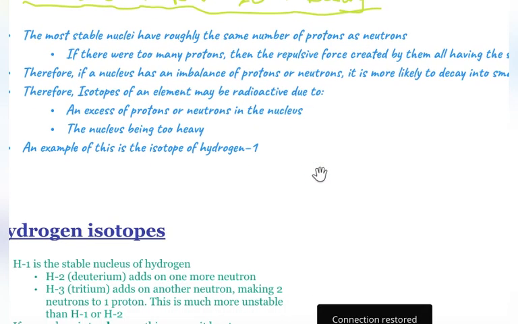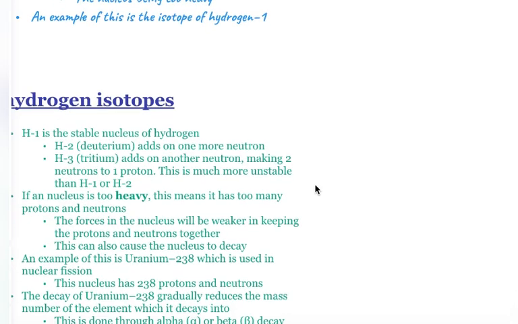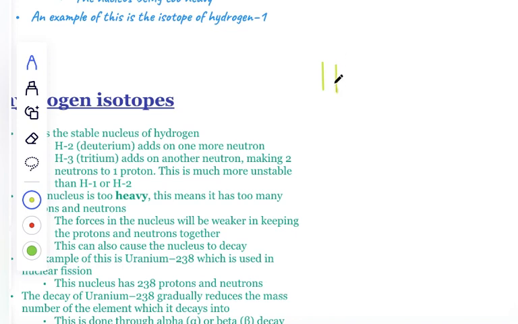For example, let's say we have the hydrogen atom itself with isotope 1. The top one is the mass number or the nucleon number, while the bottom one is the atomic number, or the number of protons. Remember, the atomic number is the same as the number of protons.